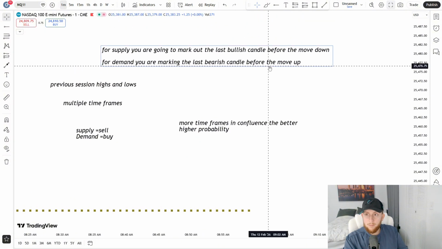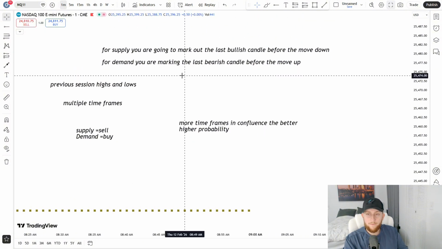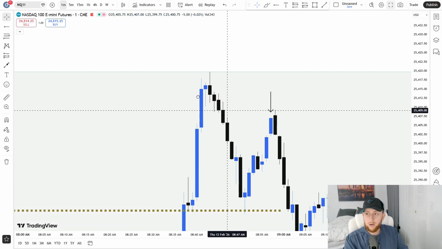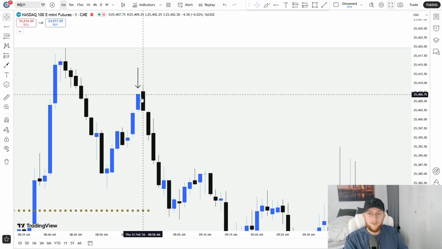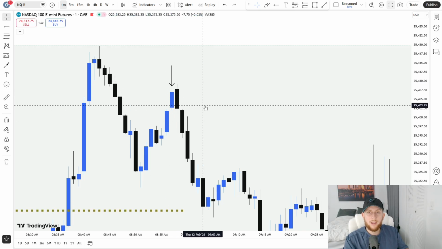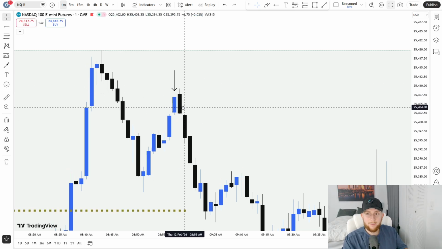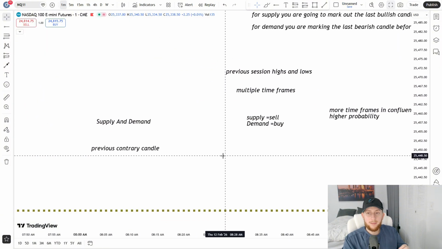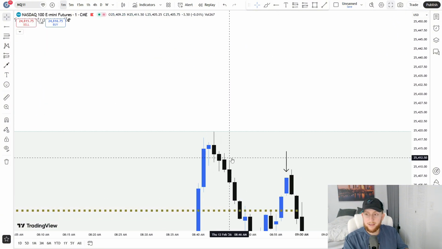For demand, you're marking the last bearish candle before the move up. So now we know that, right? So let me go back to the charts. We know this is that previous contrary candle, and we are talking about a level of supply in this example. So now we're going to get into marking the level of supply and level of demand.